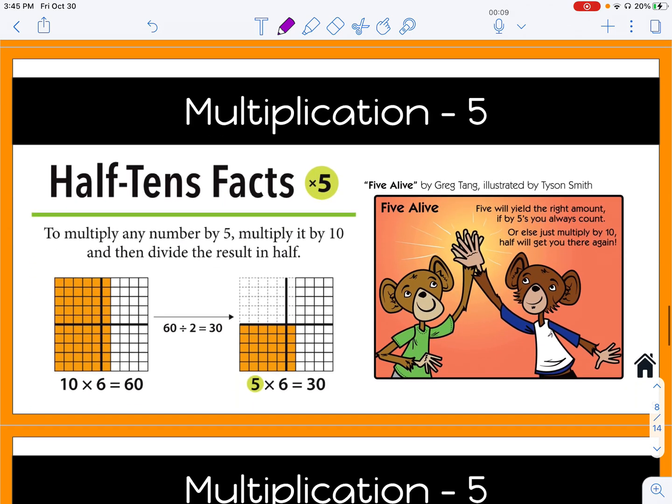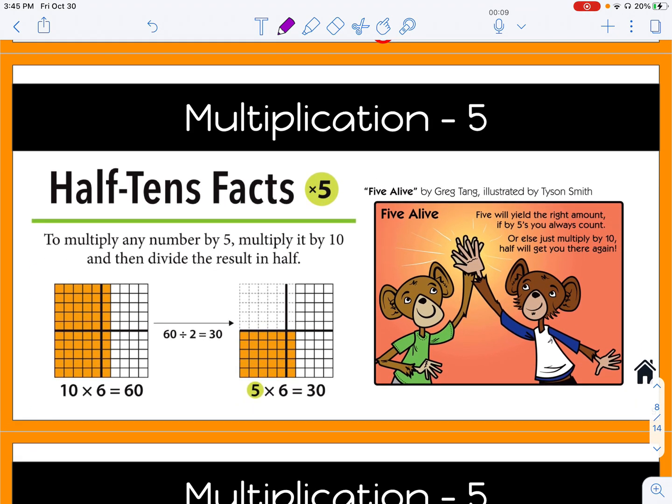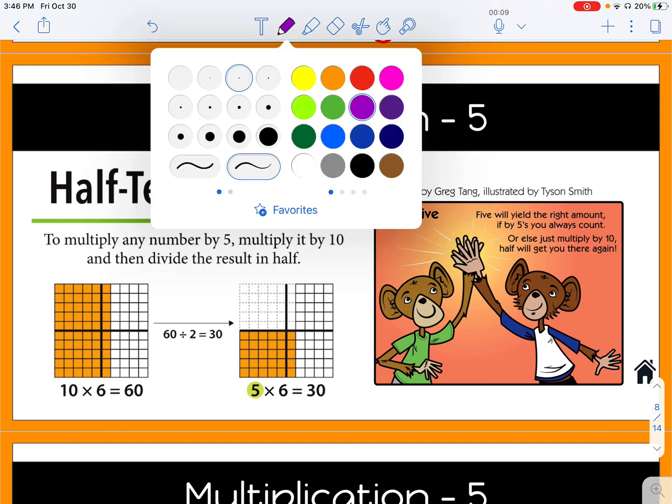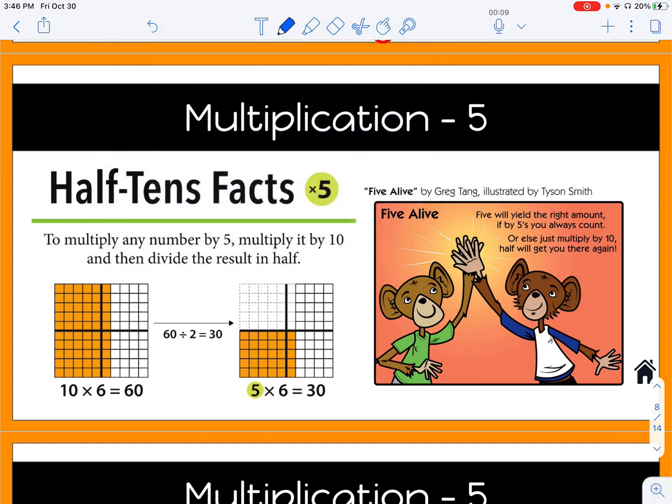Now, if you know your tens, you know your fives. This is a really handy strategy when you're trying to learn your fives. I said that tens are a friendly number because they really are. They're numbers that are easier to work with. We've been working with tens. So one way we can also do it is use that number 10, who is our friend.